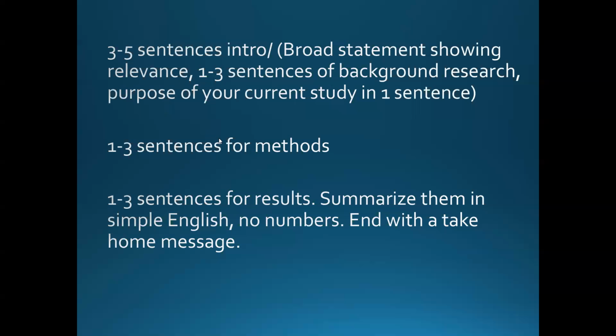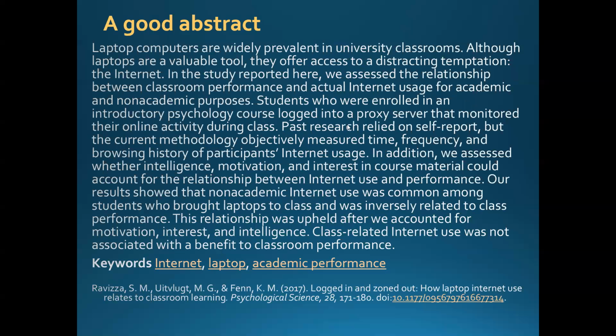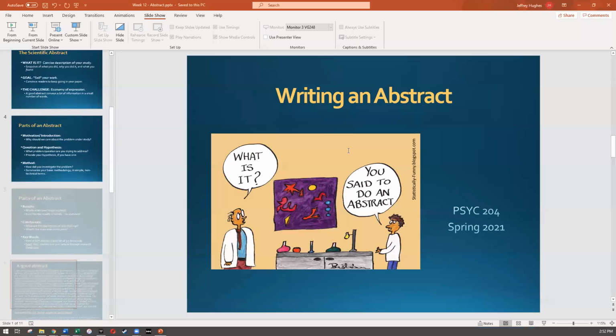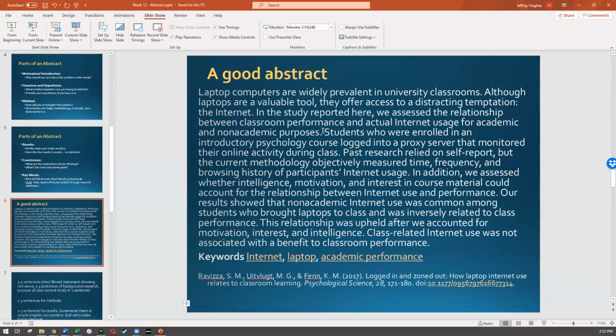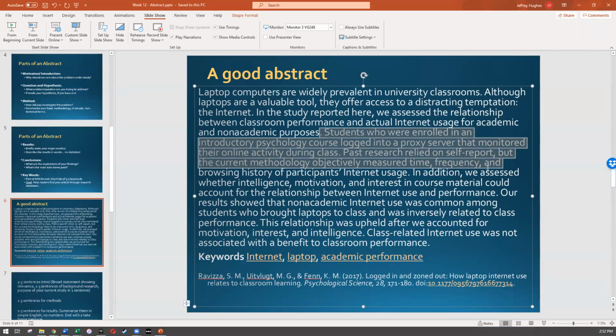You should have 1 to 3 sentences for the methods. How did you do your study? If you go back up here, they kind of talk about it. Let me back out, but they talk about it right here, their methods. So right here, they talk about their methods, and we can see it's like 3 sentences. And everyone's methods for each group are going to look different because you all did different studies.